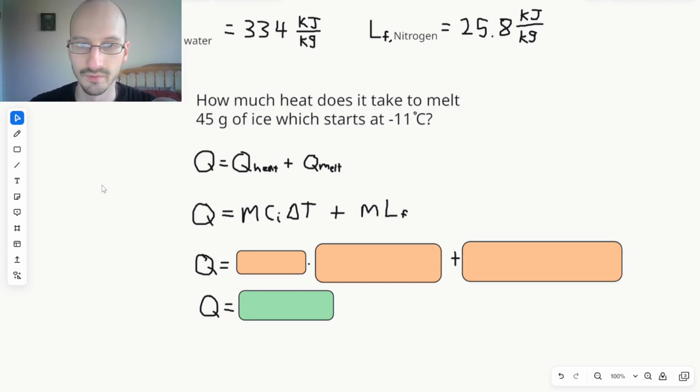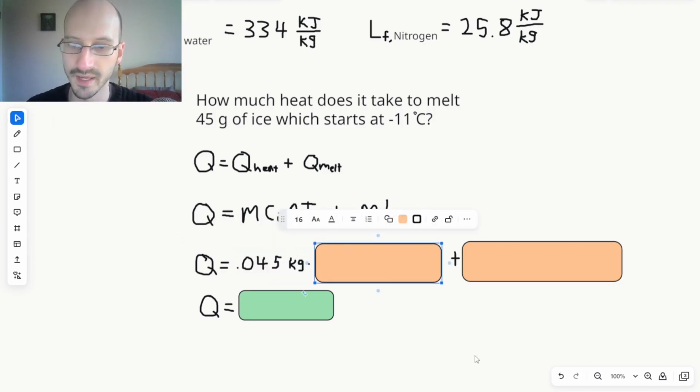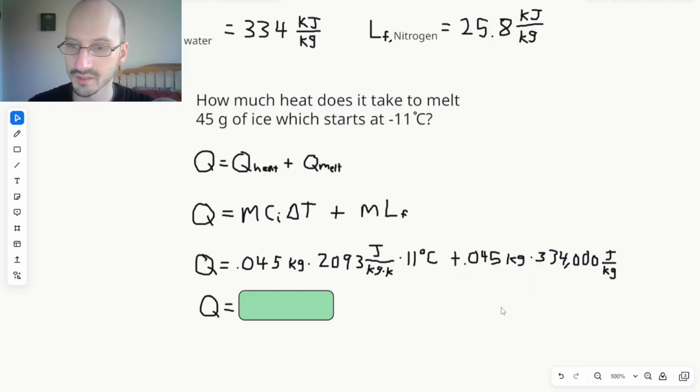That is, if we put in the formulas for that, we get what we had before: mass times specific heat times the change in temperature, plus mass times the latent heat of fusion. So next we put the numbers in. There's the mass, we have our specific heat of water times the change in degrees, so it goes from minus 11 to 0. The change in temperature is 11 degrees, plus the other term, which is the mass again, times the 334,000 joules.